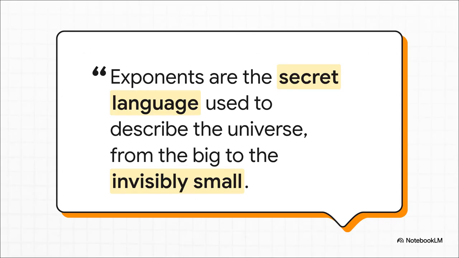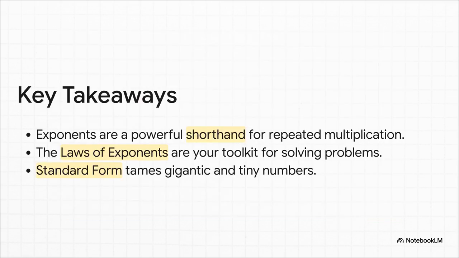So, you see, exponents are way more than just a math trick. As we've seen, they are the secret language that lets us clearly and efficiently describe the true incredible scale of our universe. So, what are the big things to take away from all this? First, just remember that exponents are a powerful shorthand for multiplication. Second, the laws of exponents are your personal toolkit for making hard problems easy. And finally, standard form is how we use that toolkit to handle the gigantic and tiny numbers that define our world.